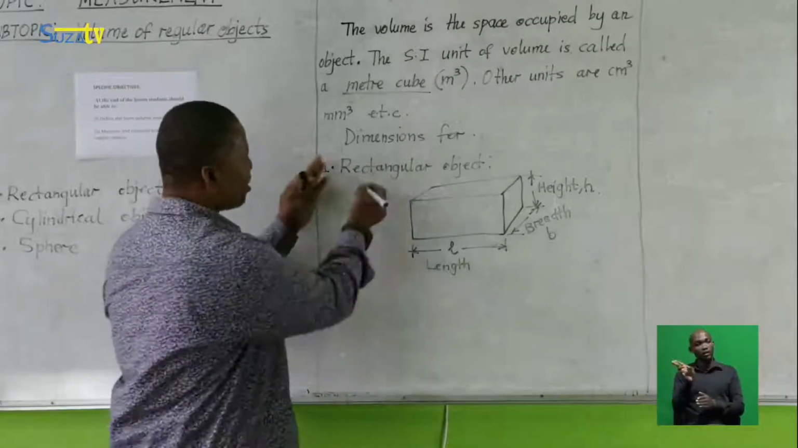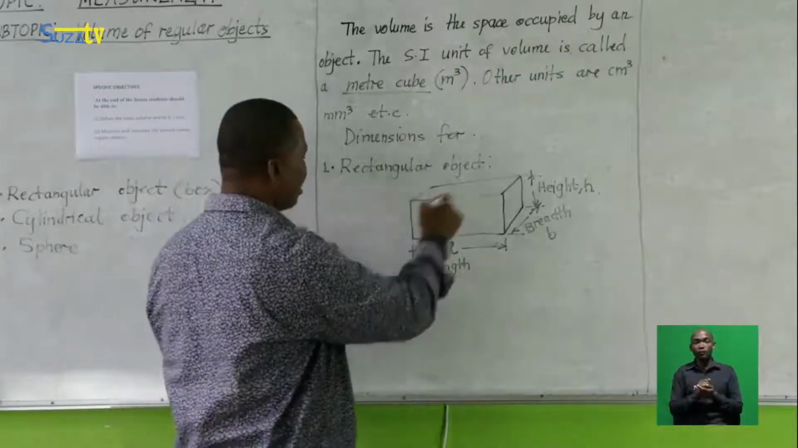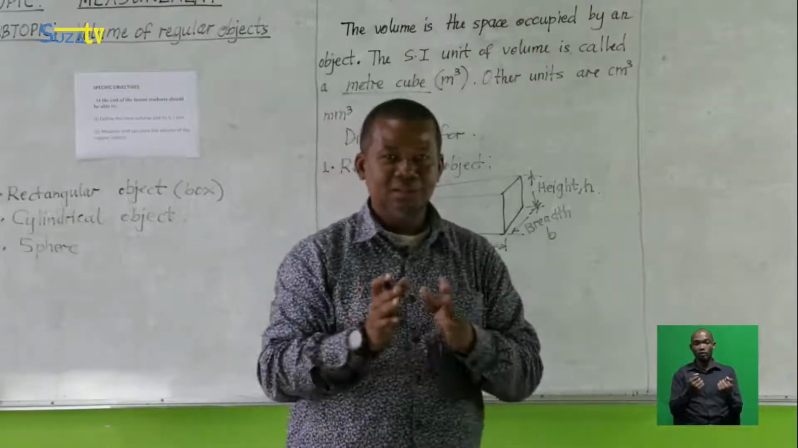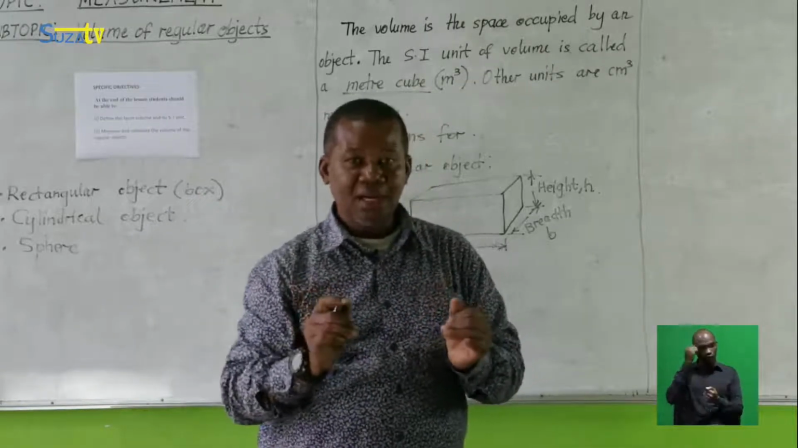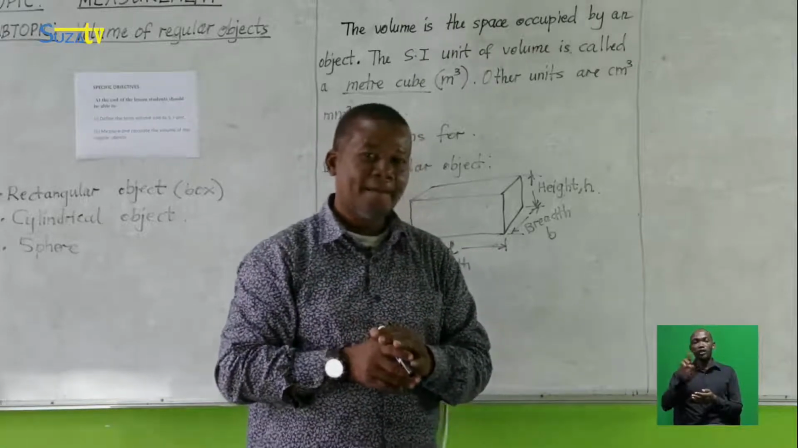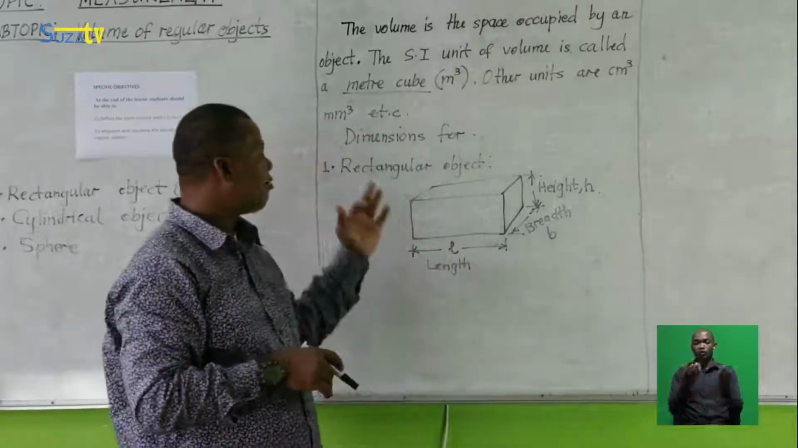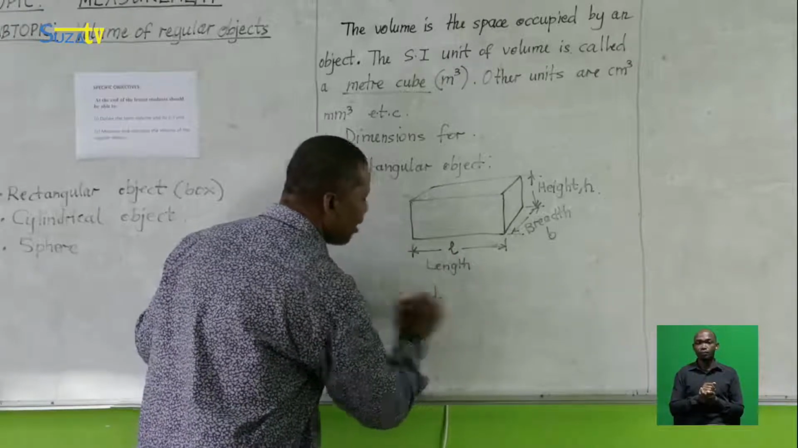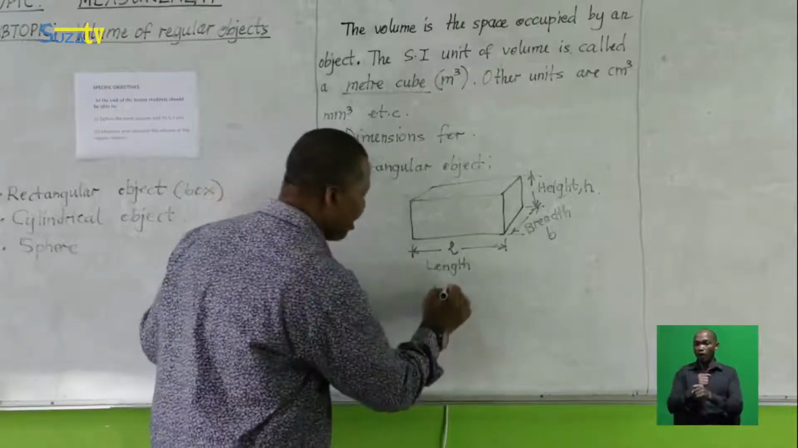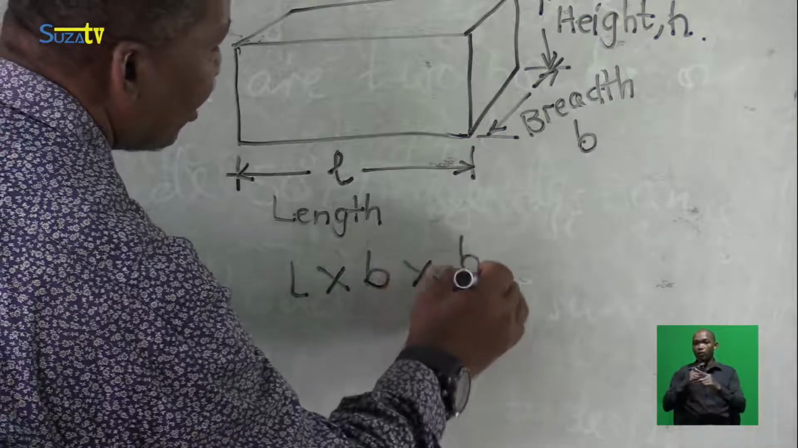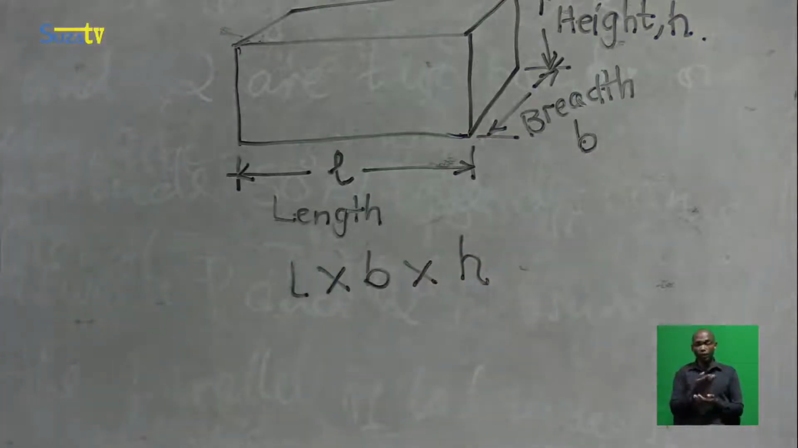Therefore, the dimensions for the rectangular object, of course, we can recall. Can you recall the dimensions for the rectangular object? Okay, thank you. So here we have length, as we have said, symbolized by small l. Then we have breadth, b. And lastly, we have the height, h. So these are the dimensions for the rectangular object.